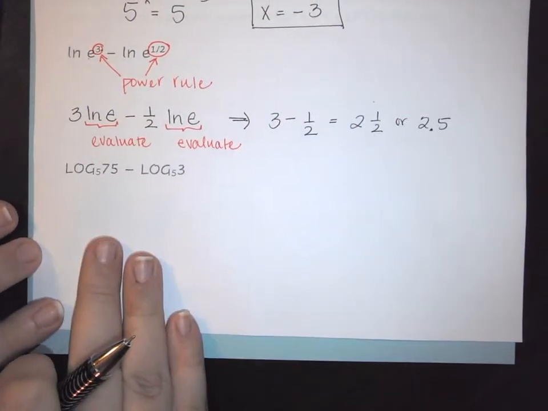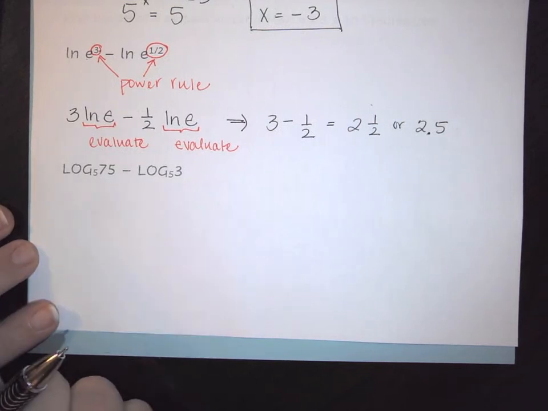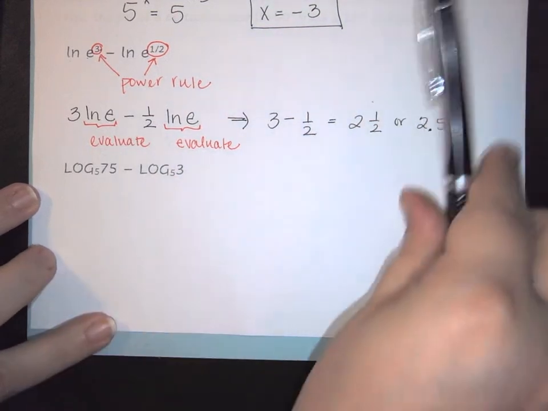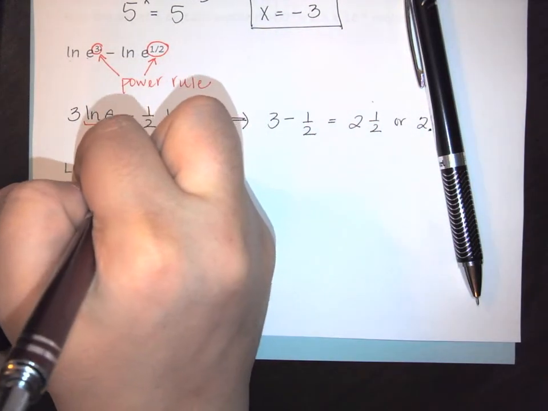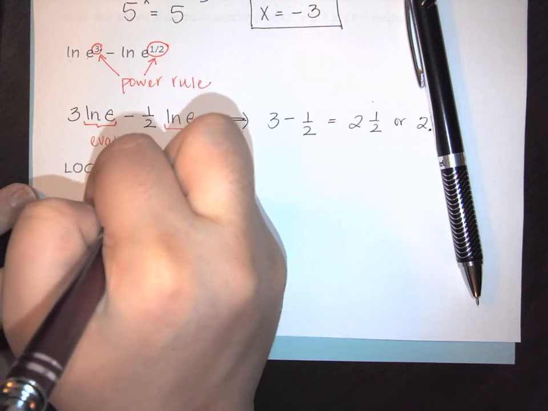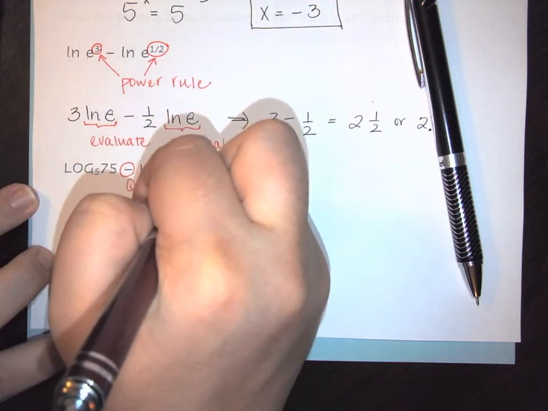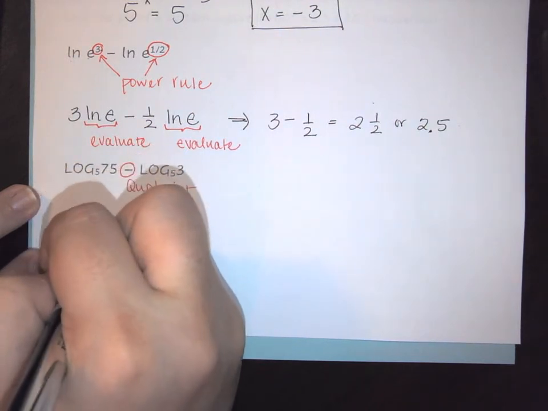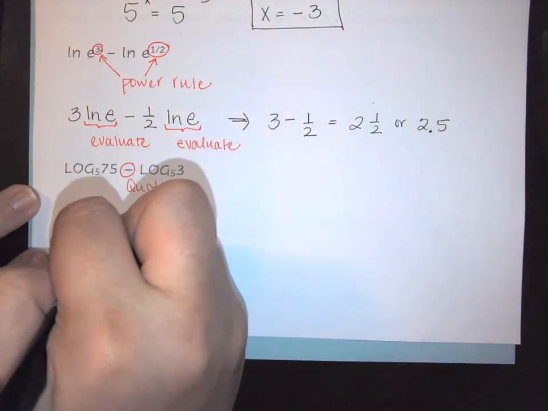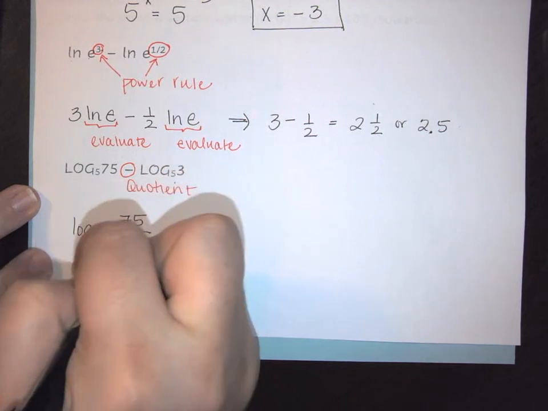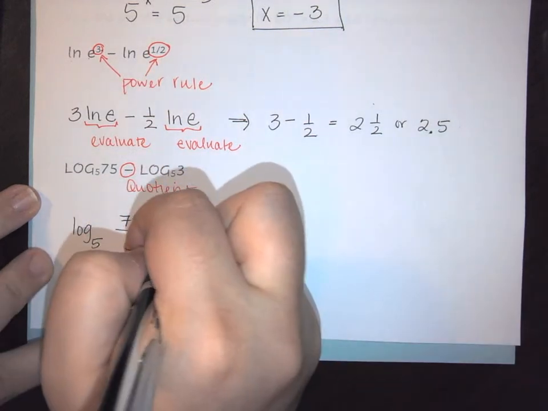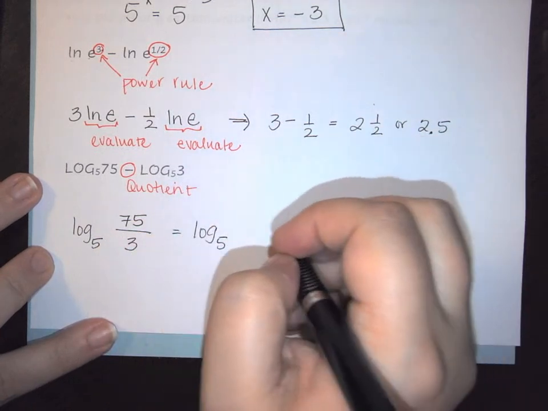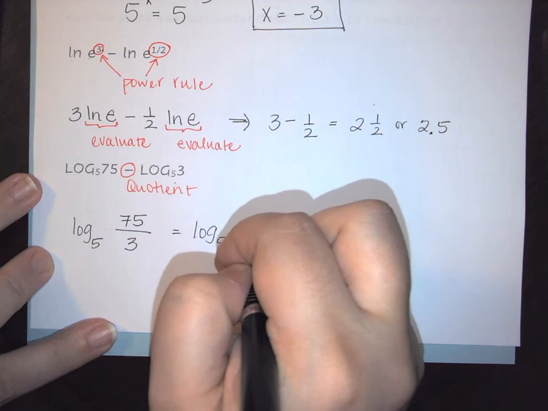Now the last one here says I have the log of 75 minus the log base 5 of 3. So we need to use one of your rules. This rule right here is your quotient rule. The quotient rule again says I'm going to write the log once. The left side is my numerator. The right side is my denominator. So this here is actually going to give me the log base 5 of 25.